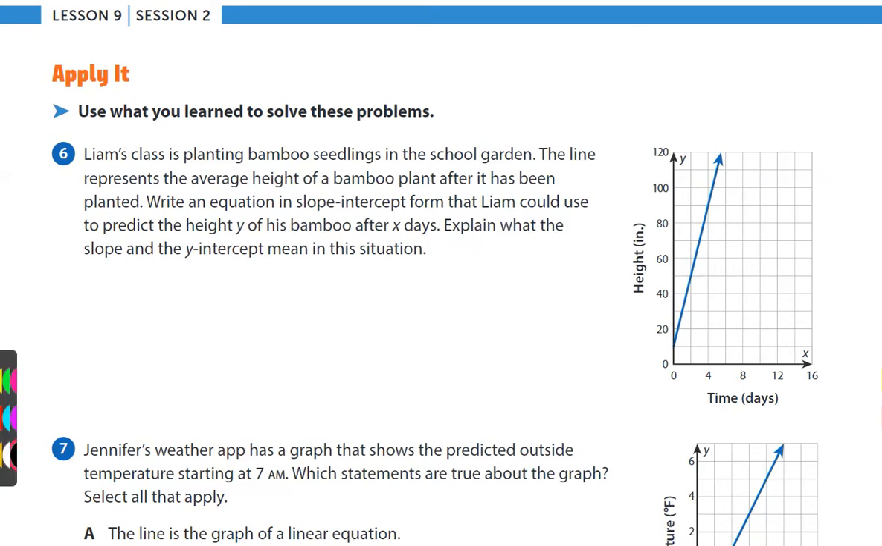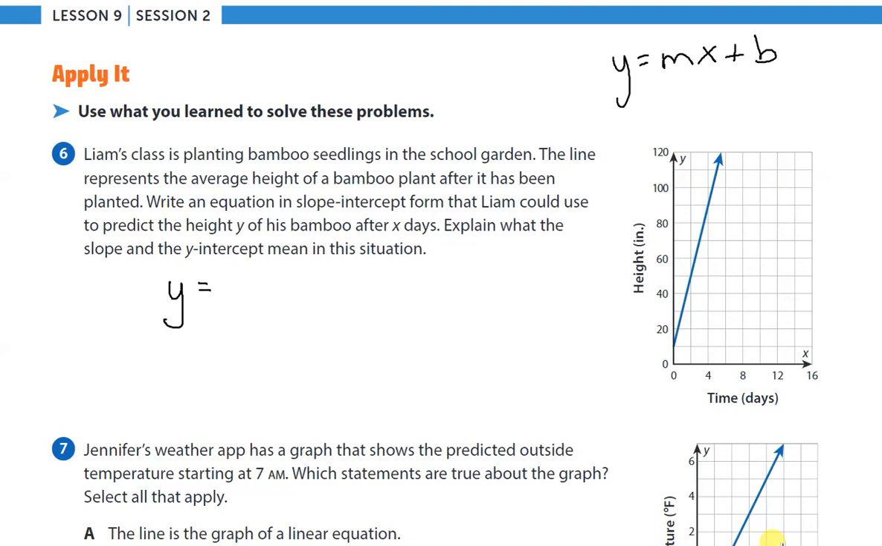So slope-intercept form, y equals mx plus b. Y equals slope times x plus y-intercept. Explain what the slope and the y-intercept mean in this situation. So we're going to keep our y.